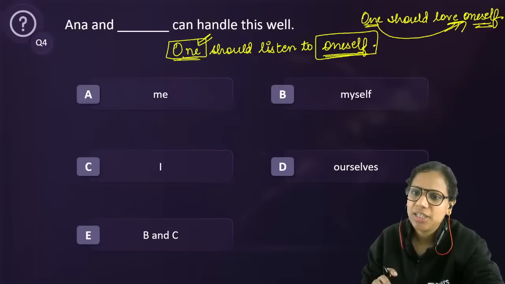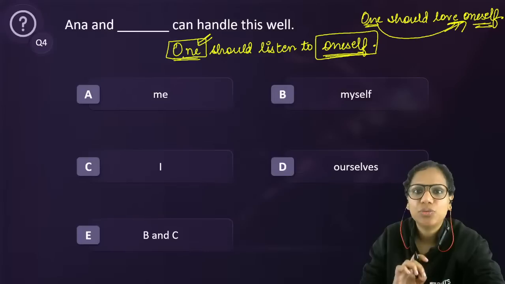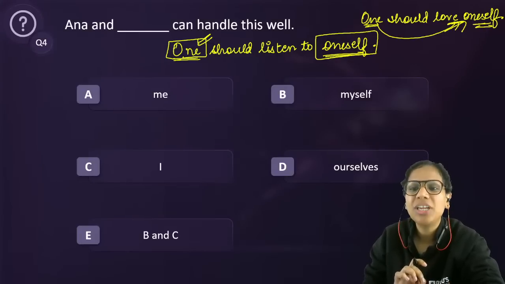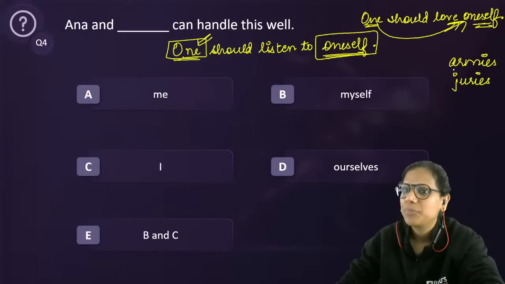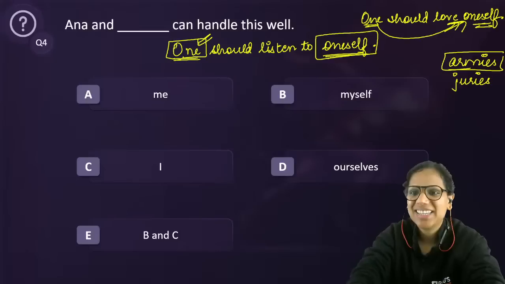Jury, army, collective, absolutely. Army is a collective noun. Jury is a collective noun. It is not plural. The plural will be armies. The plural will be juries. So don't confuse this. Armies, the armies of the countries. Hope this makes sense.